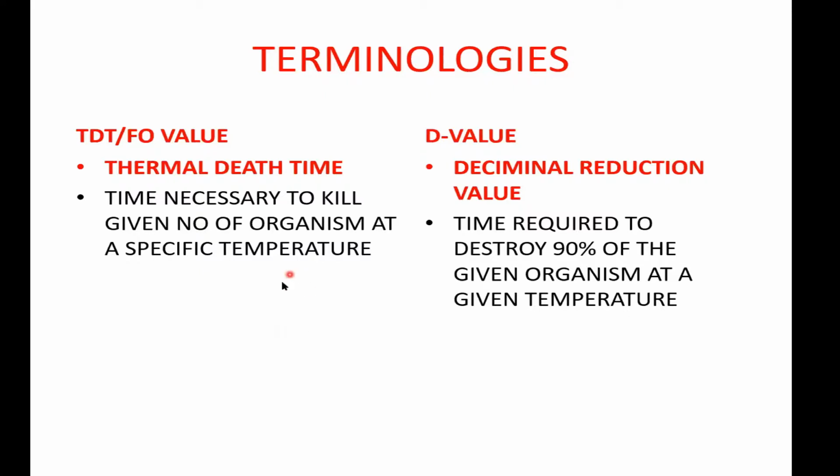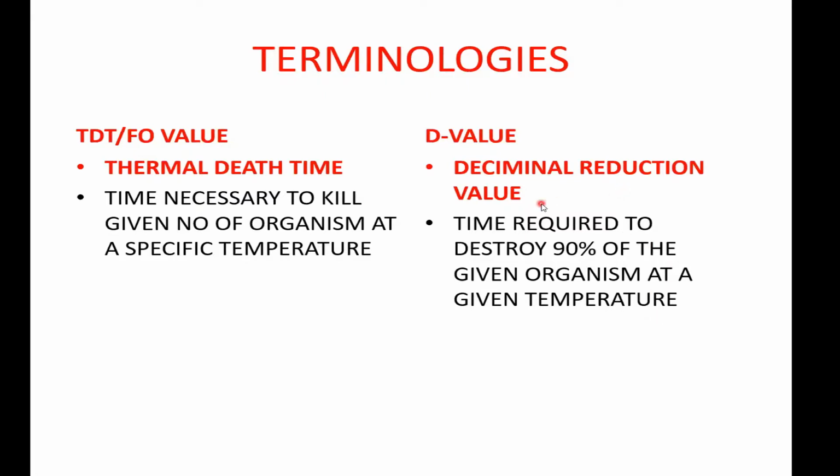That known quantity is inoculated into the media and subjected to a particular temperature. We keep it in a water bath, say at 121 or 115, and ask how many minutes you have to keep it. That is thermal death time, just a rough idea. It is known as the F0 value. The D value means decimal reduction value, that is, a 90% reduction. Suppose there are 100 bacteria; the time required at a particular temperature to bring them down to 10 bacteria is called the decimal reduction value.